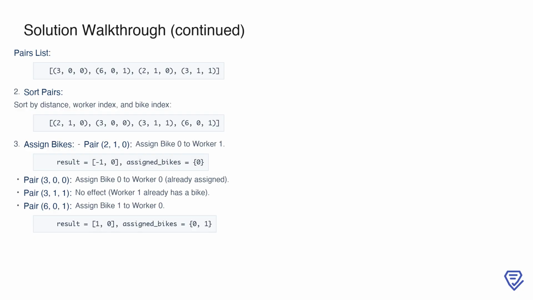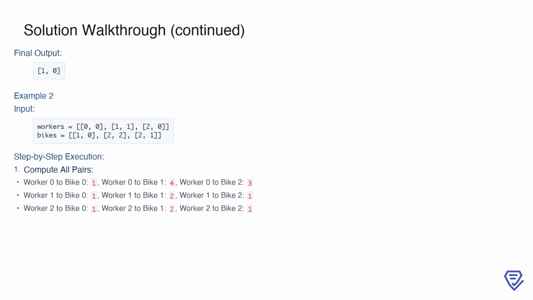Now we assign bikes following this order. The first pair, [2, 1, 0], assigns bike 0 to worker 1, updating the result to [-1, 0], with bike 0 marked as assigned. The next pair, [3, 0, 0], attempts to assign bike 0 to worker 0, but since bike 0 is already taken, we proceed. Similarly, pair [3, 1, 1] has no effect as worker 1 already has a bike. Finally, pair [6, 0, 1] assigns bike 1 to worker 0, resulting in [1, 0], with both bikes assigned. The final output for this example is [1, 0], indicating that worker 0 is assigned bike 1 and worker 1 is assigned bike 0.